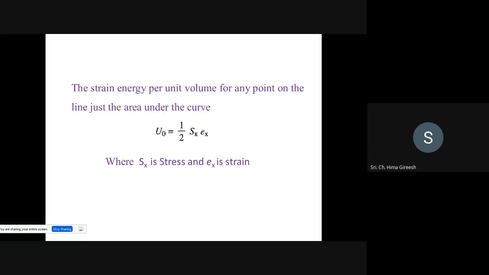Here the strain energy per unit volume for any point on the line is just the area under the curve. This is very similar to the stress strain curve. Under the stress strain curve, up to the elastic limit, the area is a triangular area. That triangular area is the strain energy, which is obviously the resilience. So U equals half into stress into strain, where Sx is the stress and Ex is the strain. This is a very basic equation.